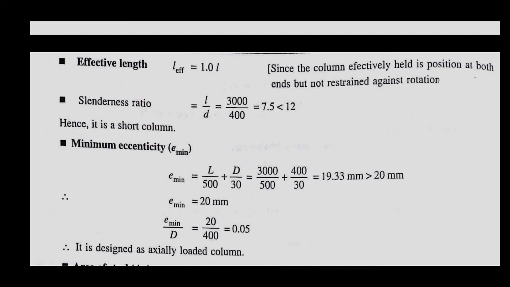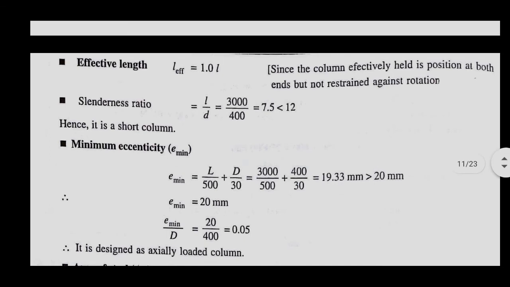So E minimum by D is 20 by 400, which is equal to 0.05. So E minimum by D is limited to 0.05. So it is designed as an axially loaded column as per the IS code specification.